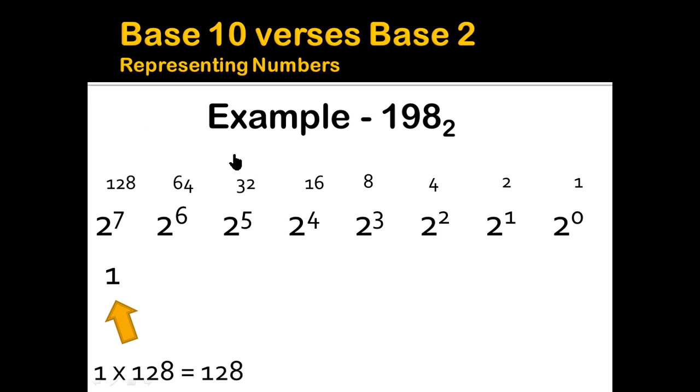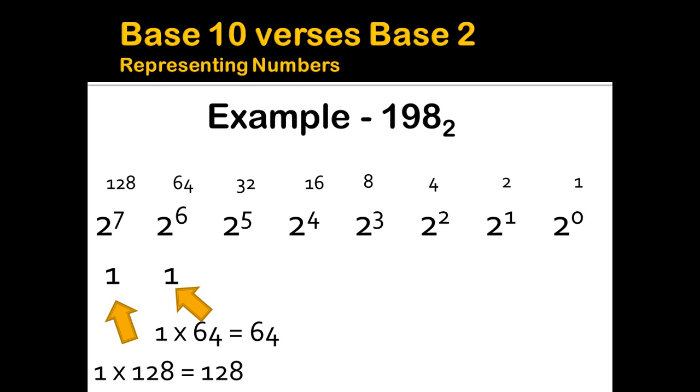So let's get rid of that and put a 1 here in the 2 to the seventh place, which is 128. Well, we represented 128. We want to represent 198. So what's the difference there? 70. So if we put a 1 here in the 2 to 6 place, that's 64. So we're getting closer to what we want to represent.